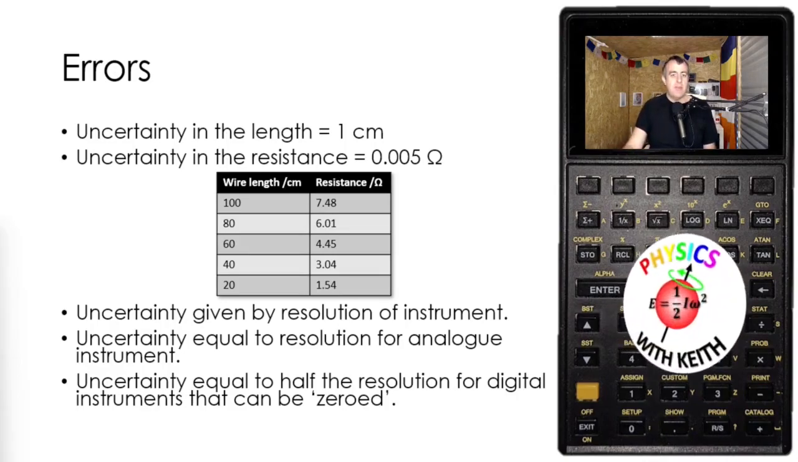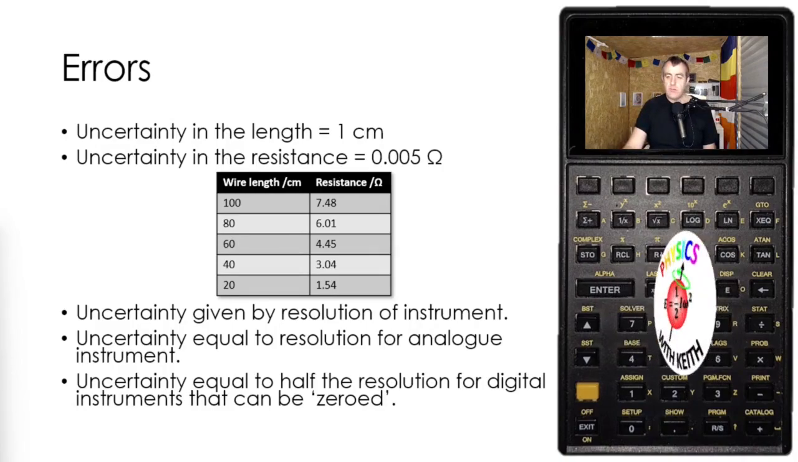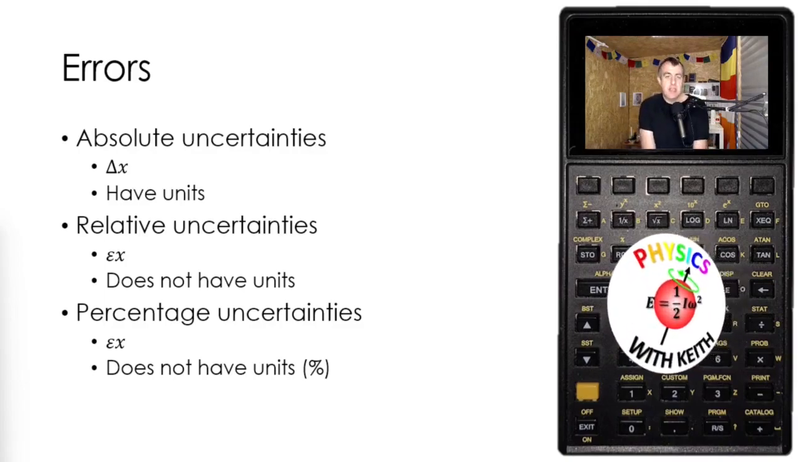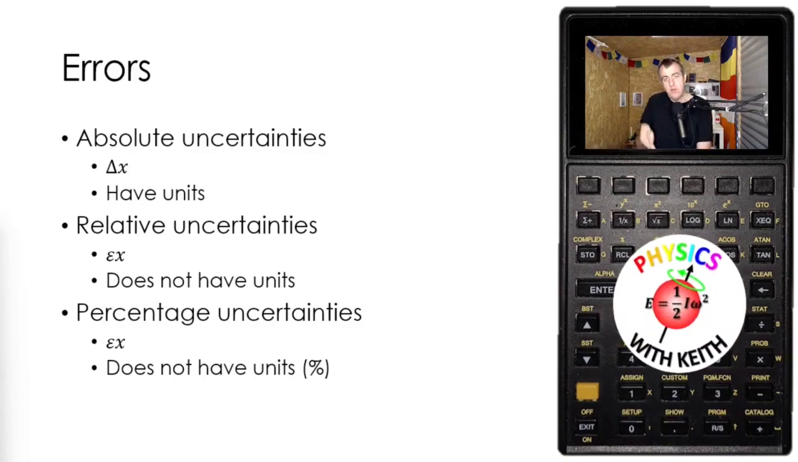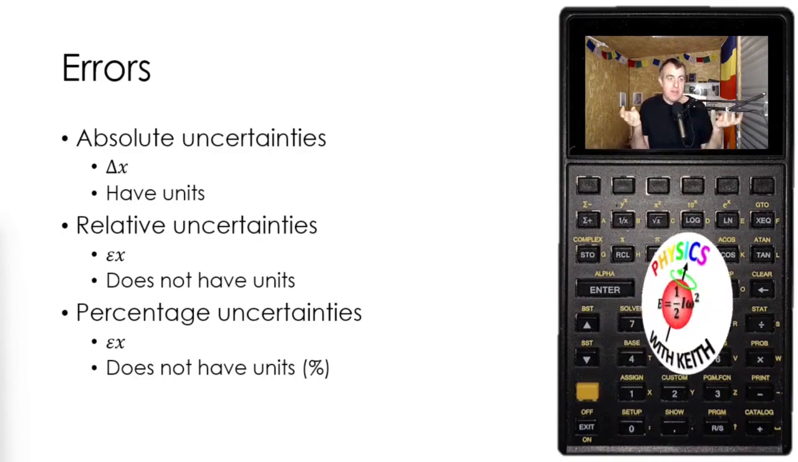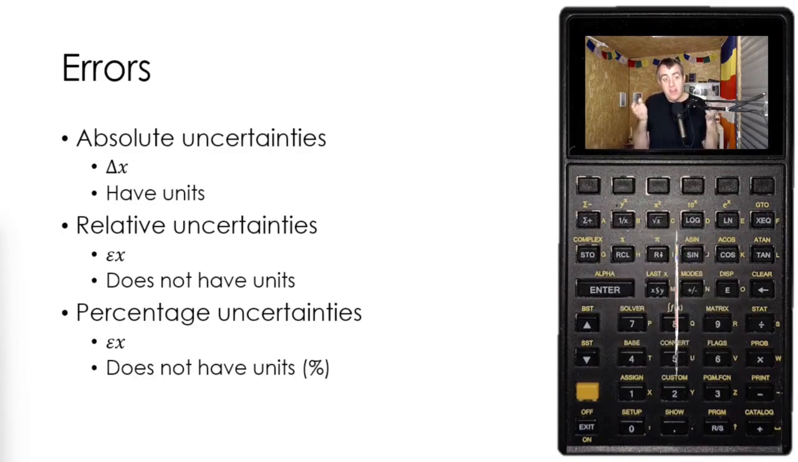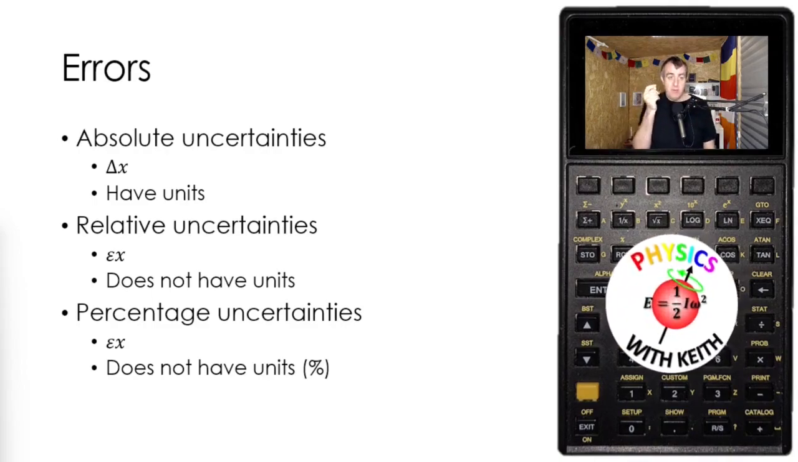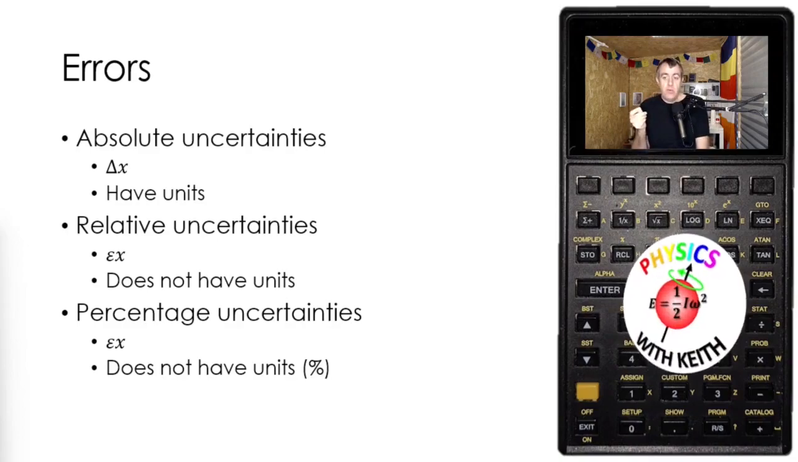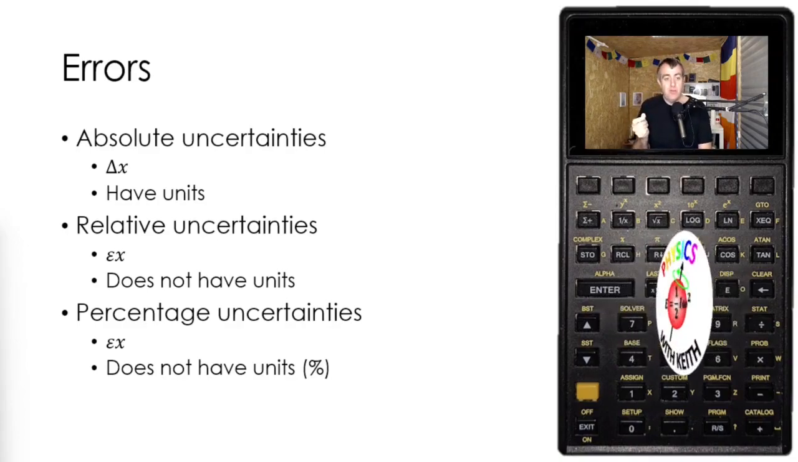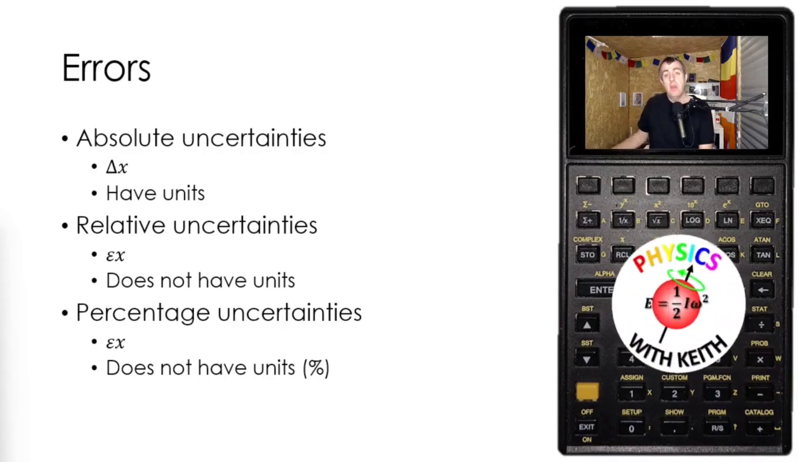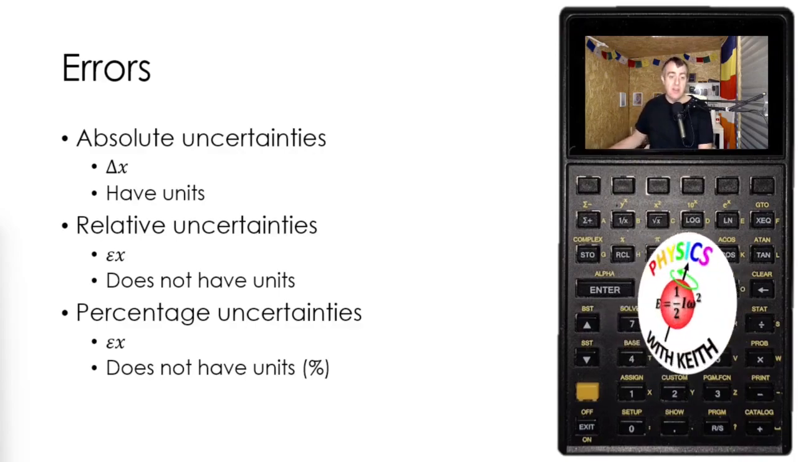So I keep using the word absolute uncertainty. And what do I mean by that? Well, these are different ways of presenting uncertainties. We've got random error and we've got systematic error, but the uncertainty, remember, is how we're quantifying our doubt in a particular measurement, and there are two ways of presenting that. We could present that as an absolute, which has units.